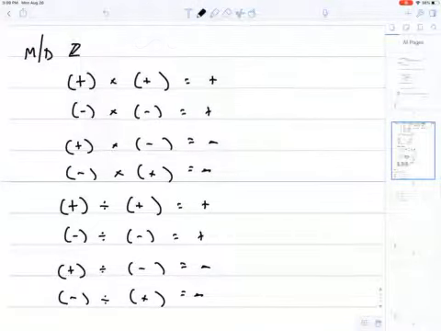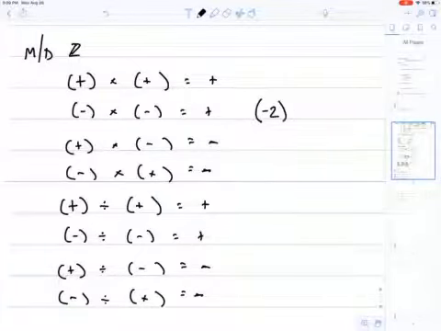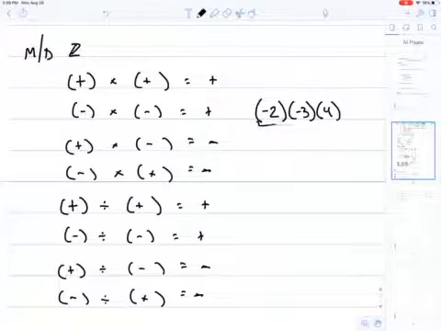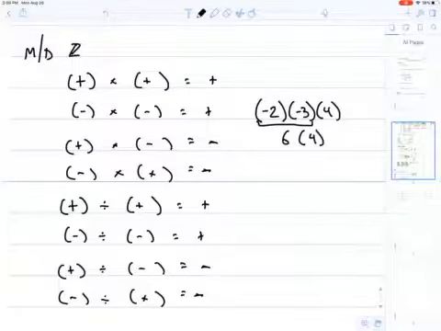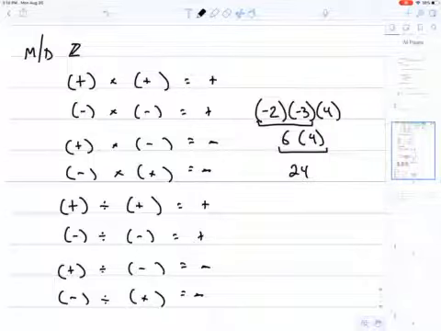Something to be aware of: if you find yourself with more than two numbers, let's say -2 times -3 times +4, you simply take the first two numbers and apply the rule. So -2 times -3 is +6, and then bring down the number you haven't used yet, and multiply the next piece. That'll help you keep your negative signs and positive signs straight.